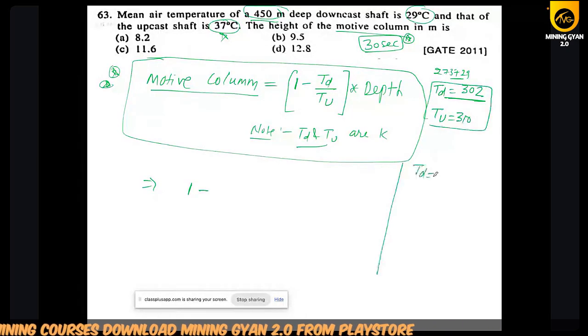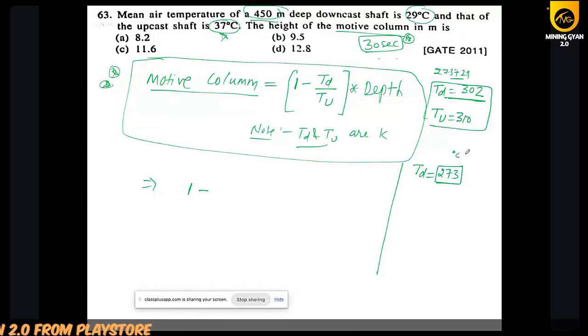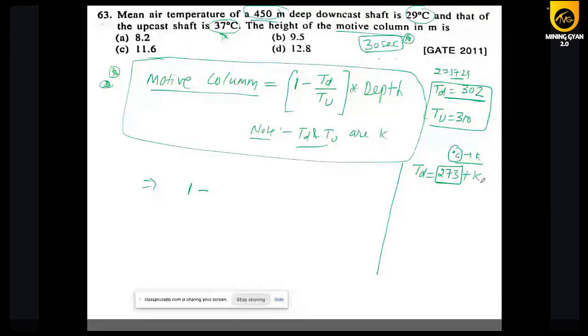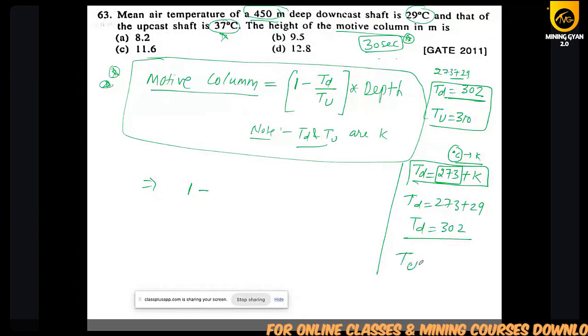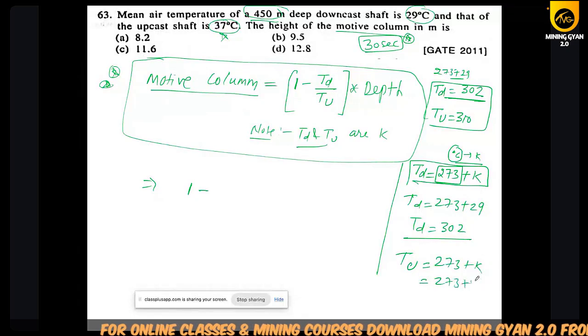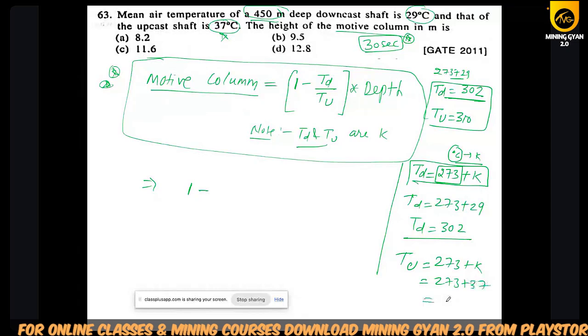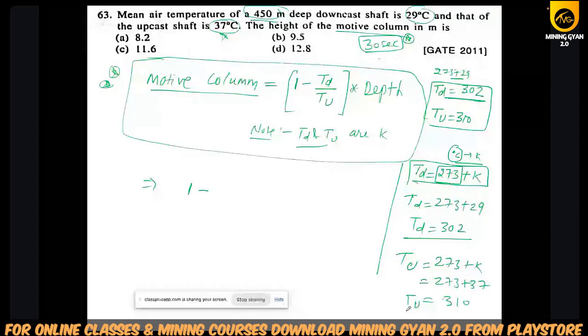I will write down the explanation if you forgot or if you don't know. If you want to go from degree Celsius to Kelvin, you have to add 273 plus Kelvin. So in the TD, 273 and the value he has given is 29, so TD is 302. And for the T upcast, 273 plus 37, so TU is 310. When you add all these values, the temperature of upcast is 310 and downcast 302.